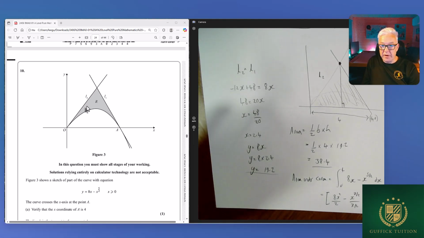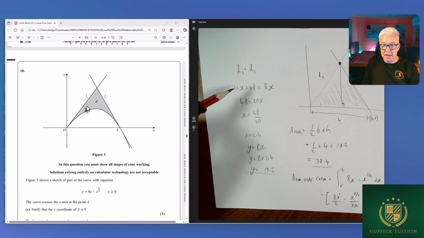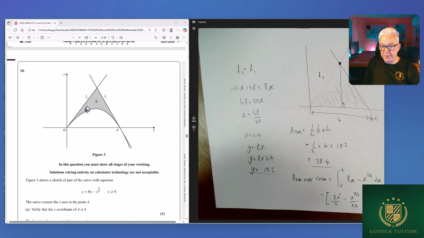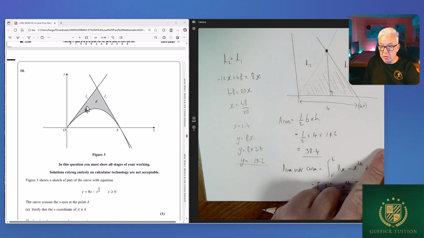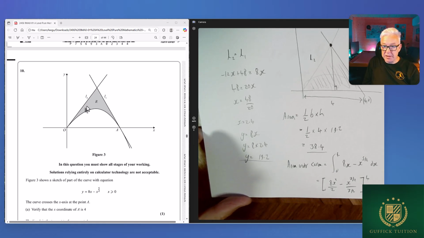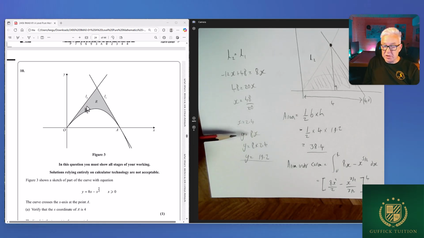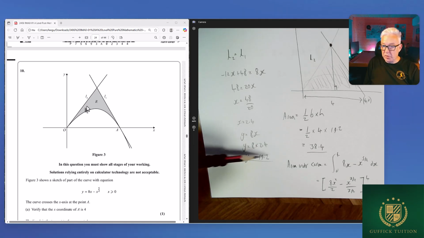So minus 12x plus 48 equals 8x. Add the 12x over there. So we get 48 is equal to 20x. Divide by the 20 and x is 2.4. We need to know the y coordinate because that's what our perpendicular height is. So let's use the easier of the 2 equations. So y is equal to 8x. So y is equal to 8 times 2.4. So y is therefore equal to 19.2.